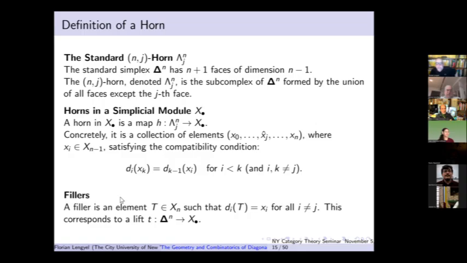So let me just say what a horn is. There is a standard simplex. Should I go back and say that's the representable functor on the ordinal n? But that's a subcomplex of this representable functor, a simplicial set. What we mean is an ordered collection of elements.